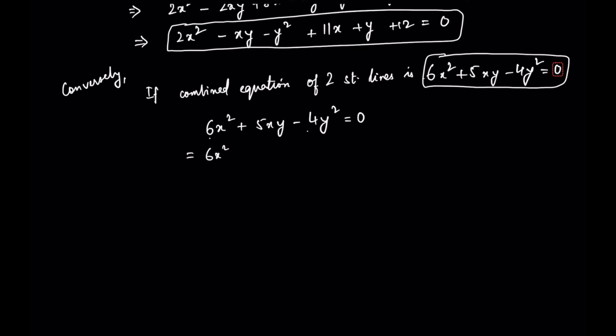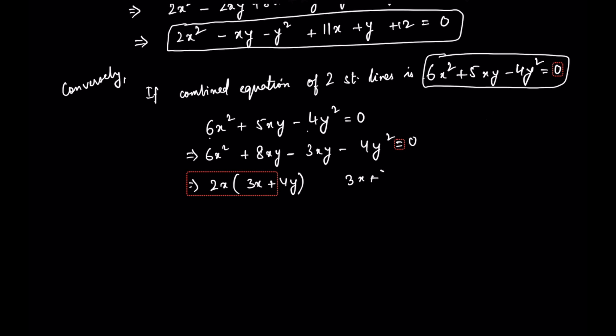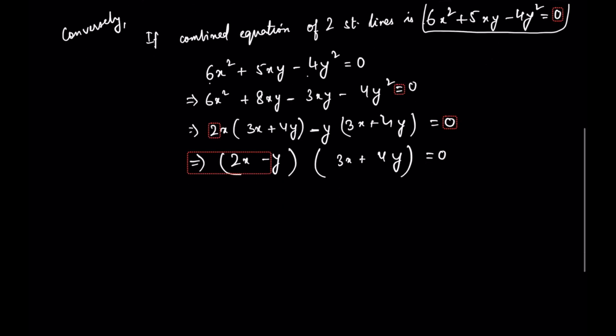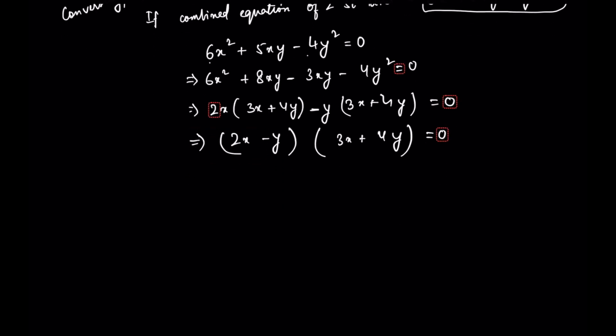6x square plus 8xy minus 3xy minus 4y square is equal to 0. So we can take 2x common, 3x plus 4y. So 3x plus 4y will come here, and this minus y will give you 0. So 2x minus y and 3x plus 4y is equal to 0. Correct, students?